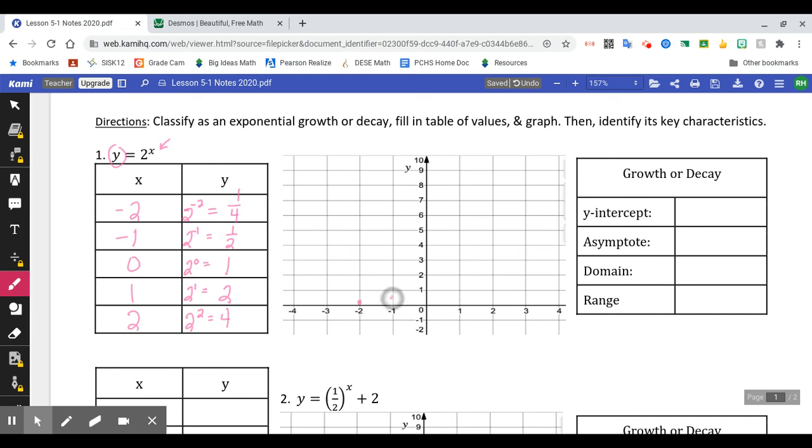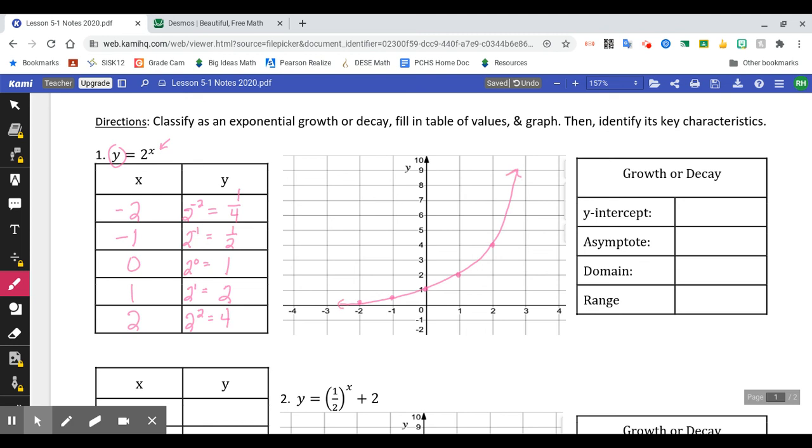-1, 1/2. 0, 1. 1, 2, and 2, 4. Okay, so as you can see, this one down here gets really, really close, but it never actually touches the line. And obviously, my drawing's going to be a little bit off with that.